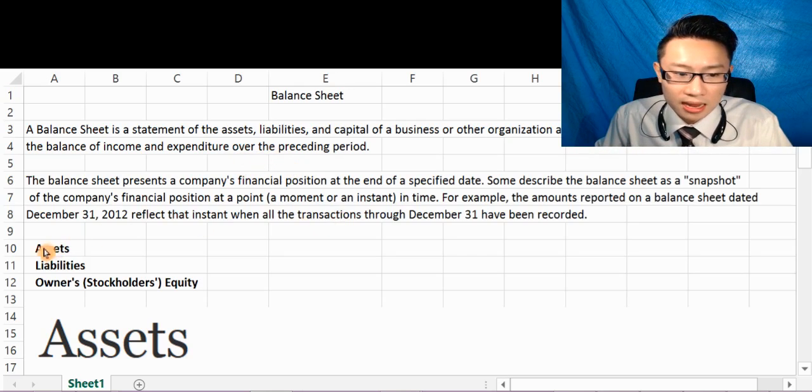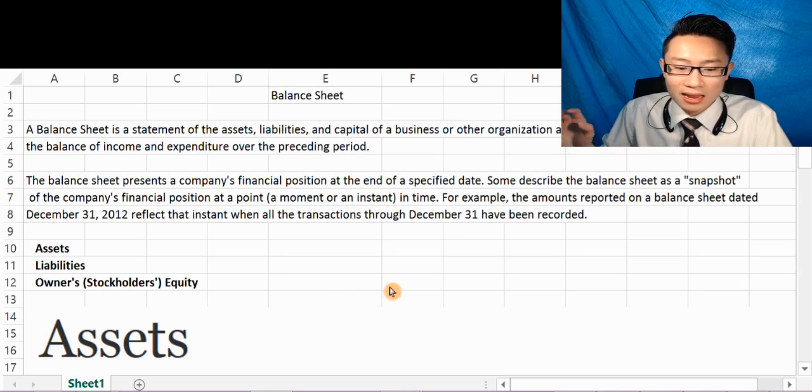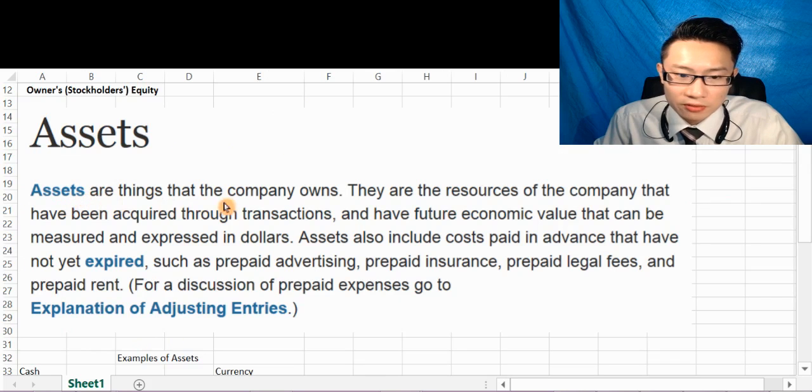It highlights the assets here, which I put in bold, the liabilities, and the owner's stockholders' equity. So in this tutorial, I would like to just focus on the assets. Assets are things that the company owns. They are the resources of the company that have been acquired through transactions and have future economic value that can be measured and expressed in dollars.